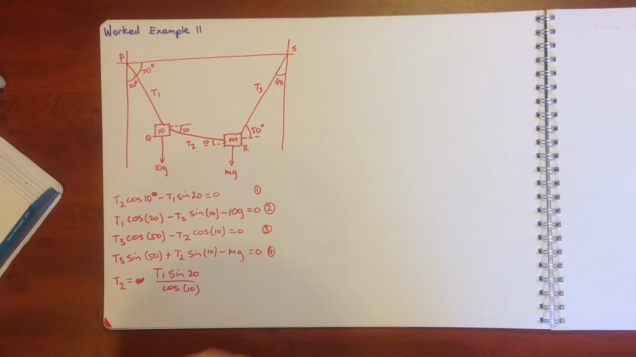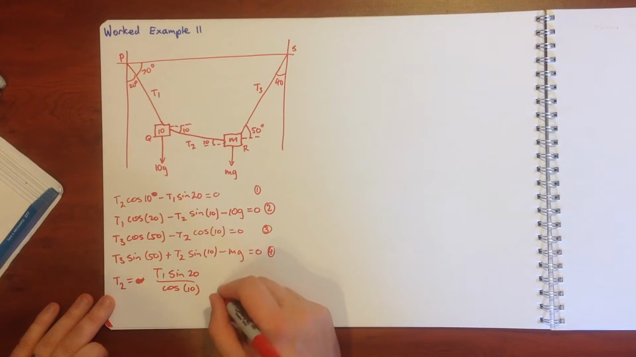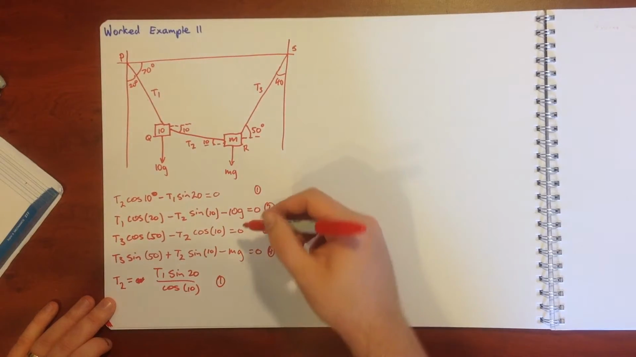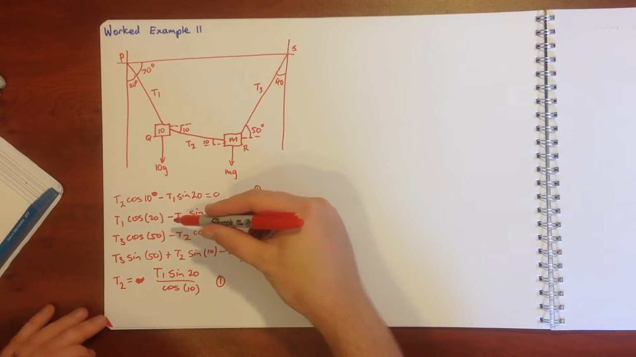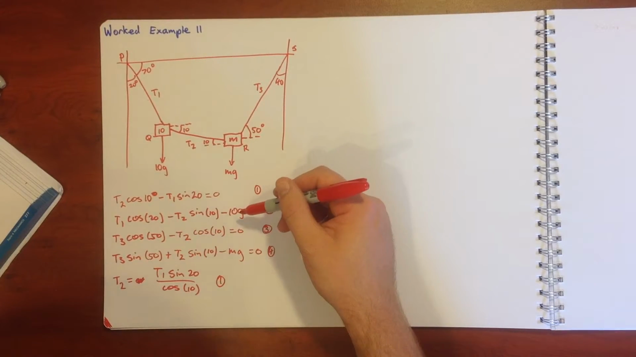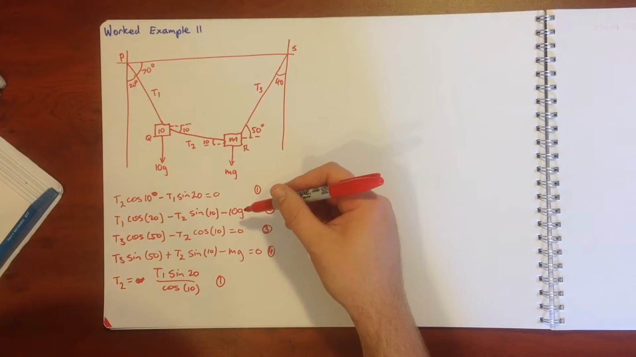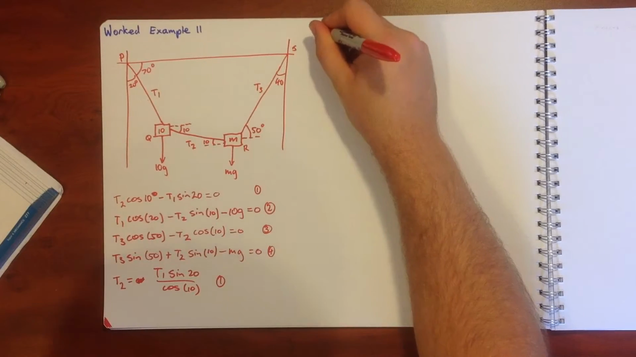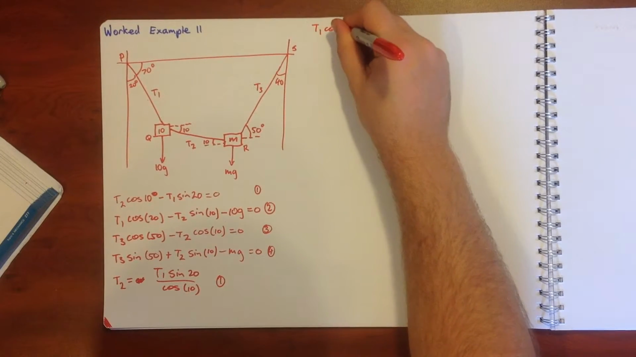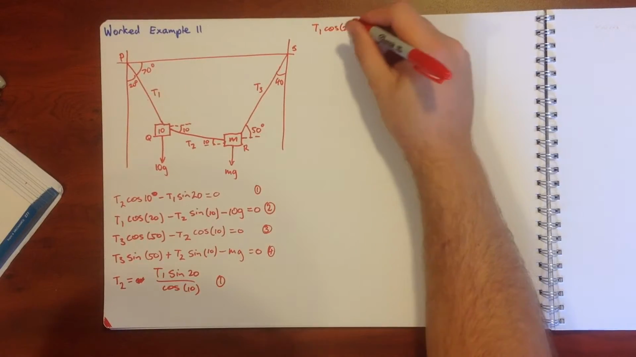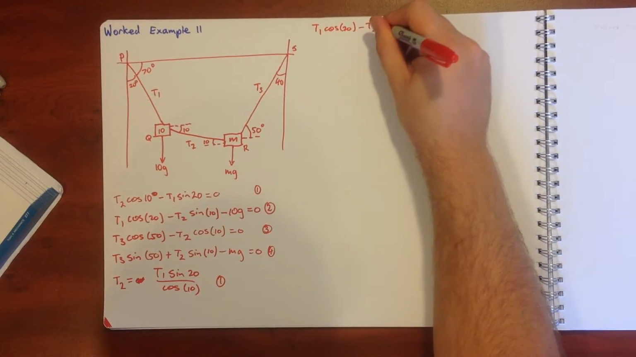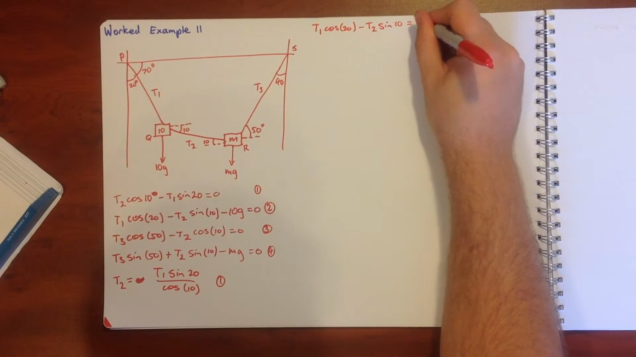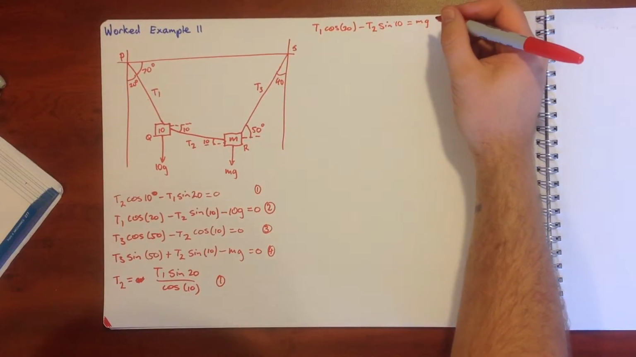Okay, so we're going to now substitute, so if you like we can call this equation 1 again. We're going to sub this equation 1 into equation 2 for T2, and then we're going to rearrange that as well. So we're going to say then that our T1 cos of 20 minus T2 sine of 10 equals our mg.